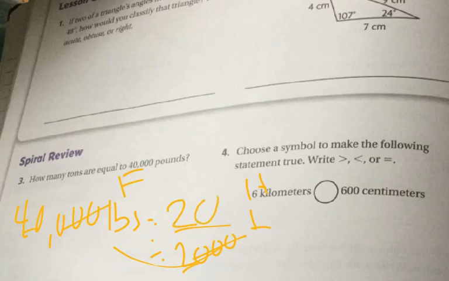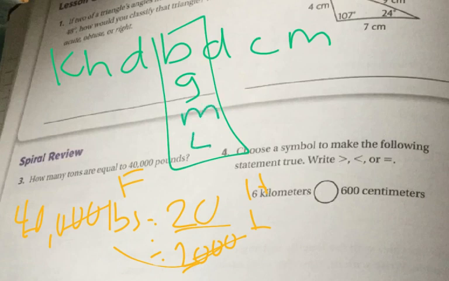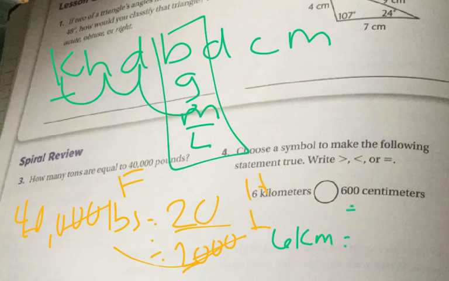So 20 tons. Which is bigger, 6 kilometers or 6 centimeters? I have to remember, King Henry died by drinking chocolate milk. For the "by," remember it's grams, meters, or liters. So I'm going from kilometers to meters. That's 1 jump, 2 jumps, 3 jumps. So let's change 6 kilometers, oh no, to centimeters, excuse me. 1 jump, 2 jumps, 3 jumps, 4 jumps, 5 jumps is how many centimeters?